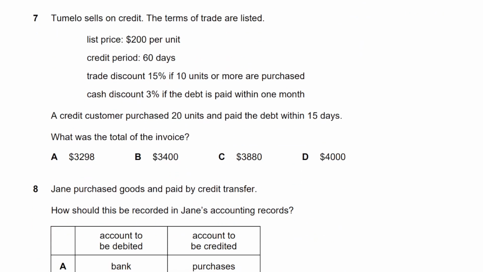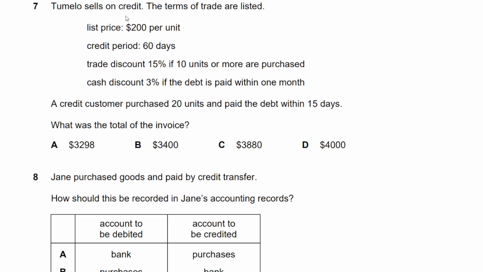Let's move on. Number 7, Tumelo sells on credit. The terms of trade are listed. List price $200 per unit. Credit period 60 days.